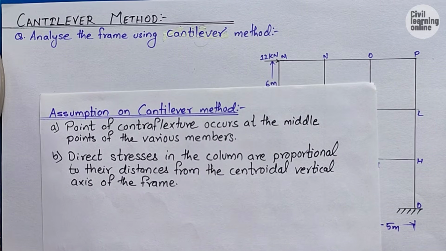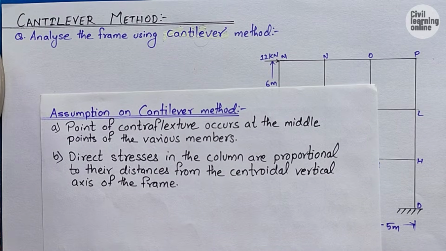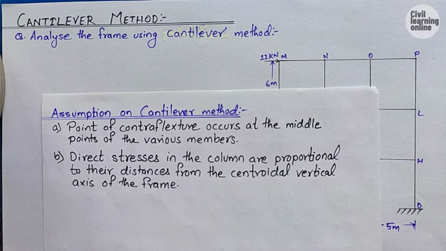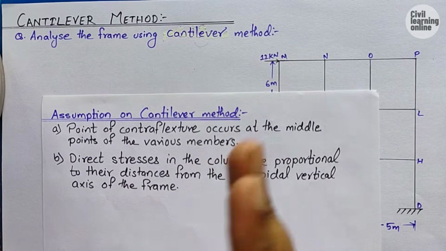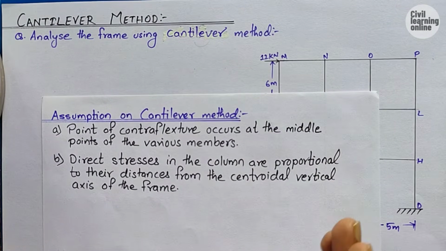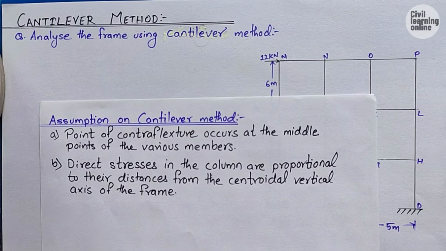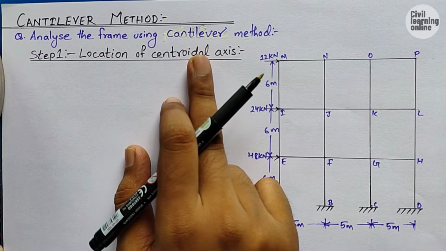So first of all, let us move toward step 1, and in step 1 we will be locating that centroidal axis first, and then after locating the centroidal axis, we will calculate the horizontal distance of each column from that centroidal axis. So let us see how that is done. And here comes step 1: location of centroidal axis.